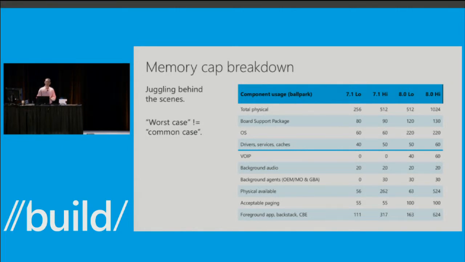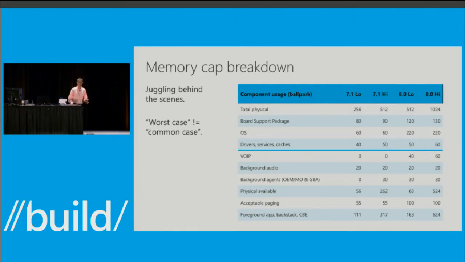We established the caps based on firstly a notion of what would happen in the worst case, where everything that could run did run at the same time. So we had foreground app, VoIP, CBE, background audio, not background audio, but a GBA, OEM and MO background agents, all running at the same time, and all consuming their maximum cap immediately.